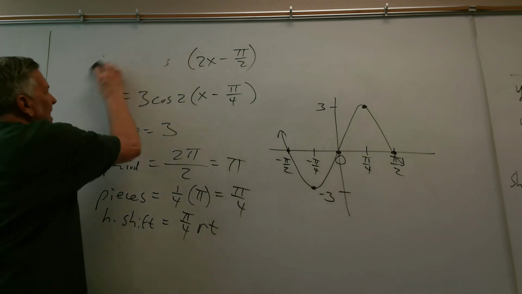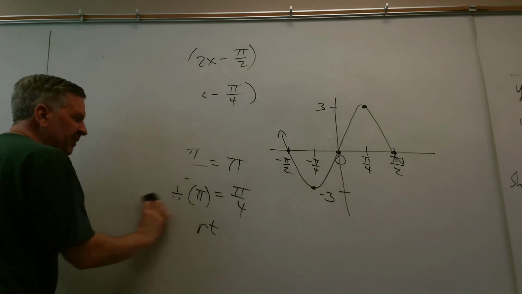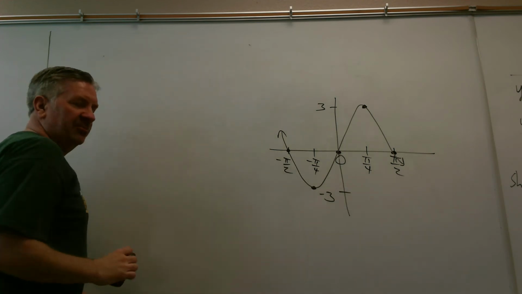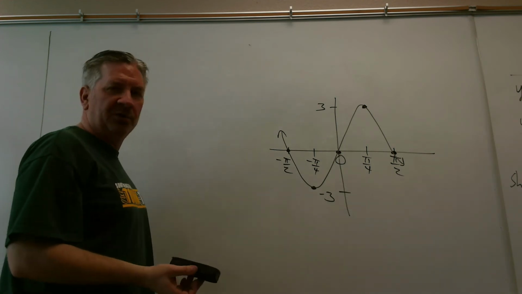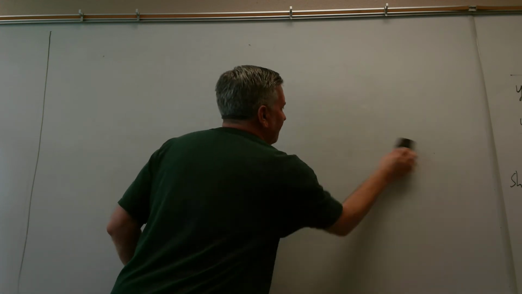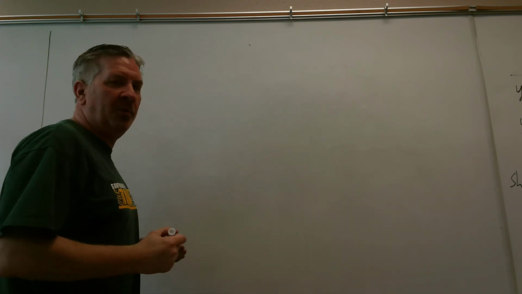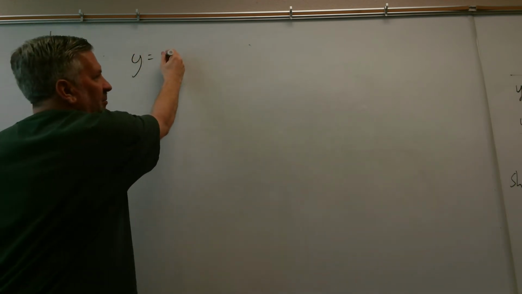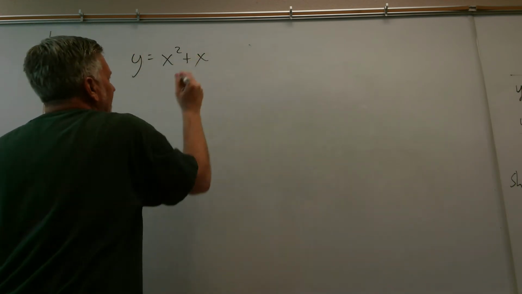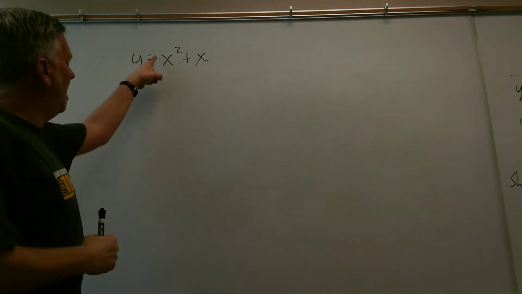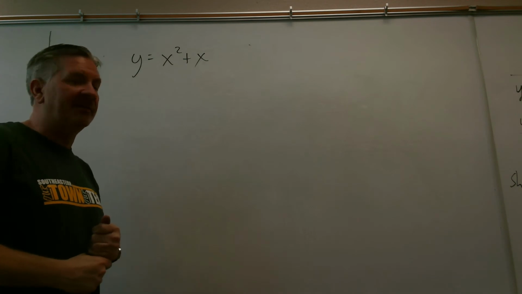Now the last item, so now we've done 4 things to the graph: period change, amplitude change, reflection about the x-axis, and a horizontal shift. The only thing left to do is to do a vertical shift. Now let me go back to college algebra for a second. Suppose we have the function y is x squared plus x. The graph of that is a parabola that's opening up because the coefficient of x squared is positive.